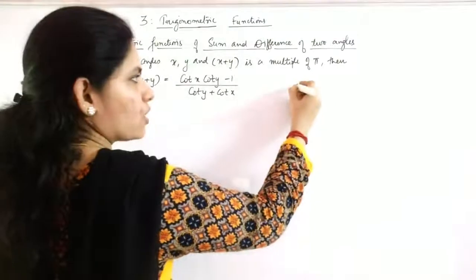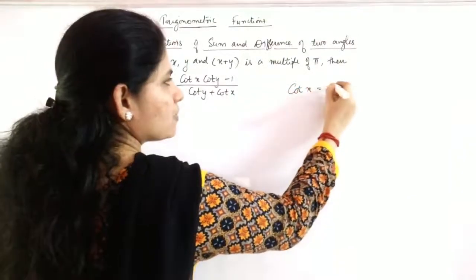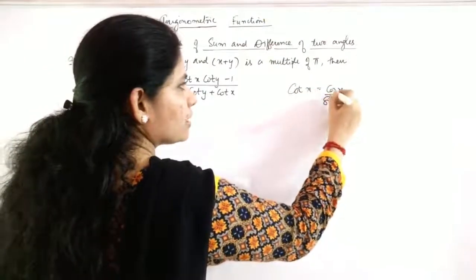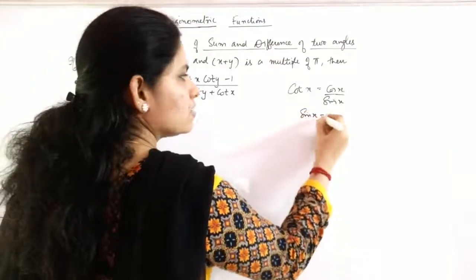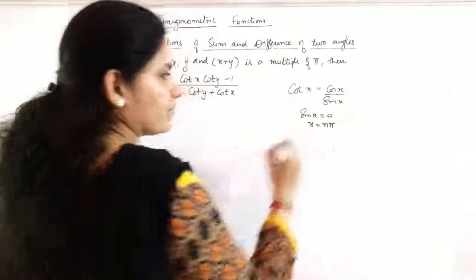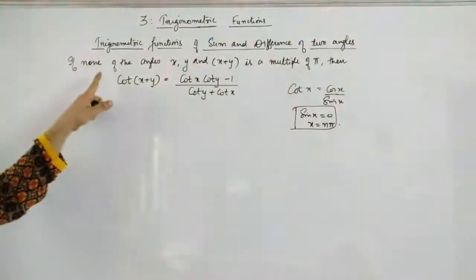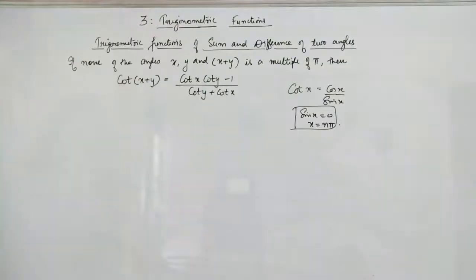Because when we write cot, whatever angle you have taken, cot x will be cos x by sin x, right? Cos x by sin x means the denominator should not be equal to 0. And sin x is 0 when you have x as a multiple of pi. So this condition we are avoiding here in order for the cot of x plus y to exist. That means sin x, sin y and sin of x plus y all will not be equal to 0.